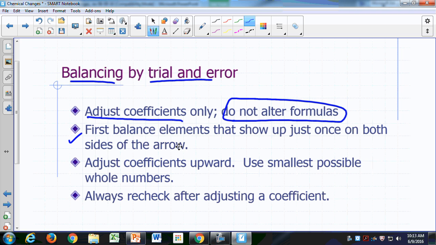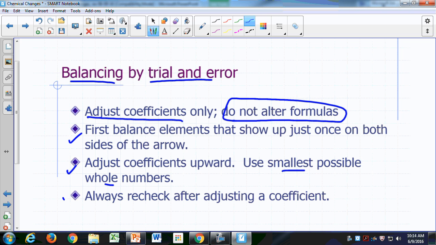What you can do is first balance the elements that show up just once on either side of the arrow. Those are easy to balance. Another tip for balancing by trial and error is to just adjust the coefficients upwards. That means compare the left side and the right side. If you have fewer atoms on the left side, then adjust the coefficient of the left side upward to match the number of atoms on the right. Use the smallest possible whole numbers you can. You don't have to, but it's a good idea to start with the smallest possible whole number. Start with 1, and then 2, and then 3, and so on.